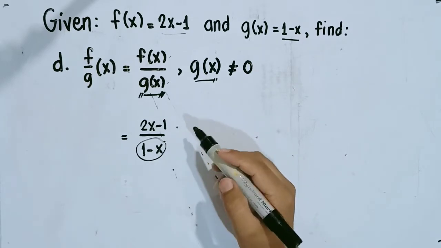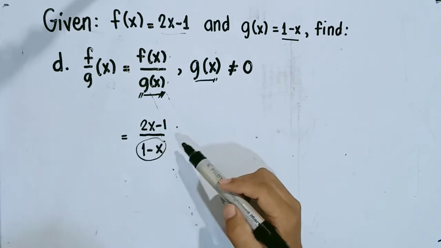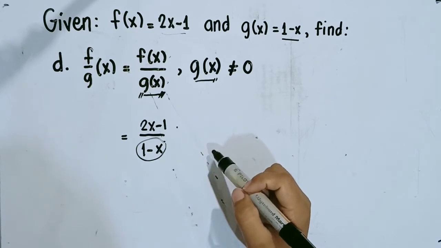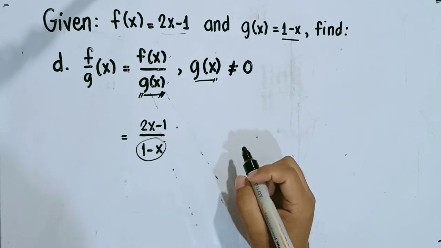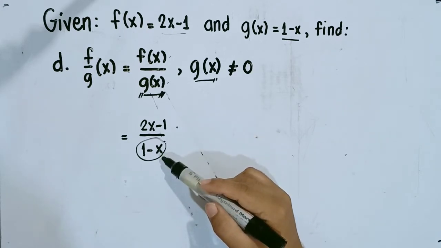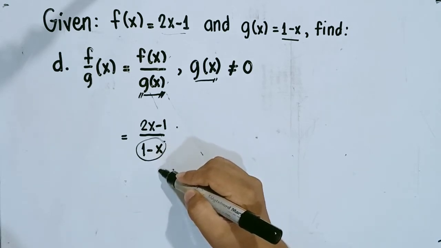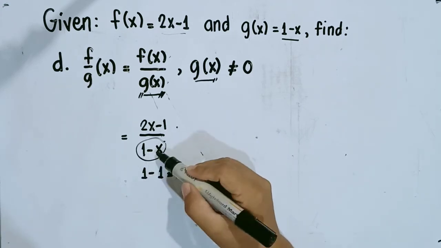So we have 1 minus x. What value of x will make our denominator 0? The value that will make the denominator 0 is positive 1. Why? Because if our x is 1, then we subtract it from 1, the answer is 0. So 1 minus 1 is 0.